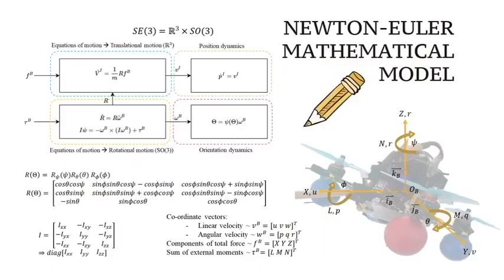The Newton-Euler mathematical model of the system is described using a special Euclidean space of order 3. It assimilates the equations of rotational and translational motion, as well as the position and orientation dynamics of the craft. This is accomplished using the rotation matrix R theta, which is obtained by consecutive and non-commutative rotations about the three perpendicular Euler fixed body axes. Because the craft is structurally symmetrical, the inertia matrix can be described as diagonal.